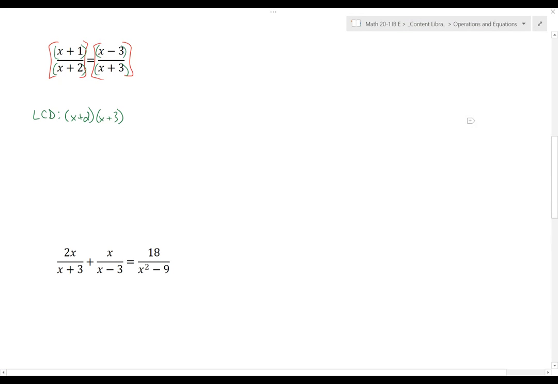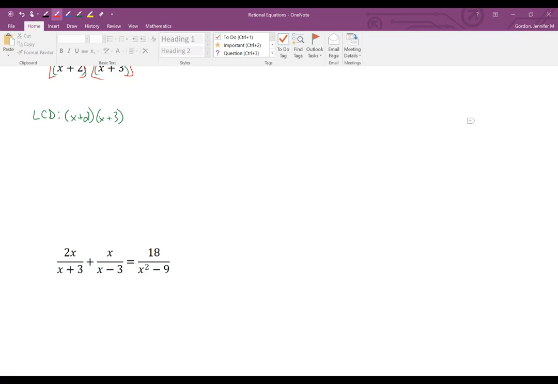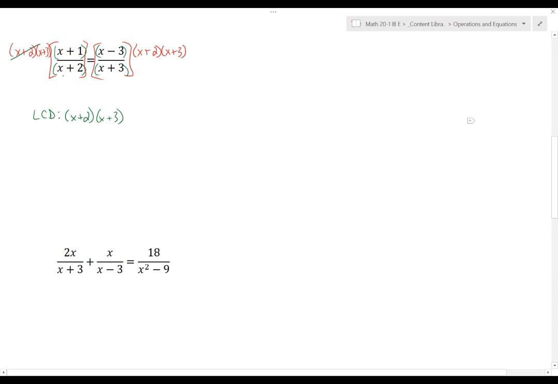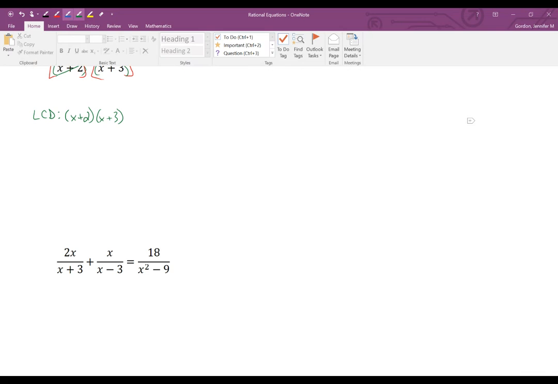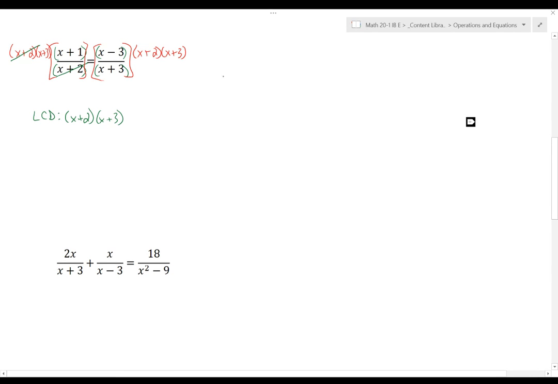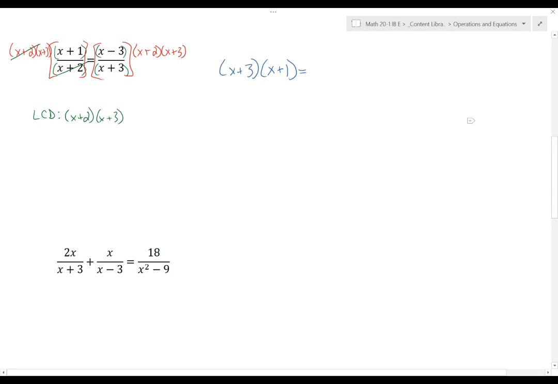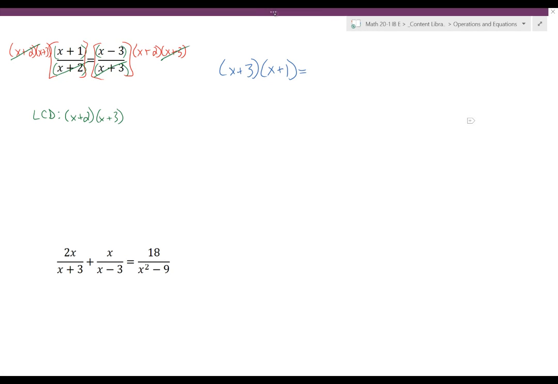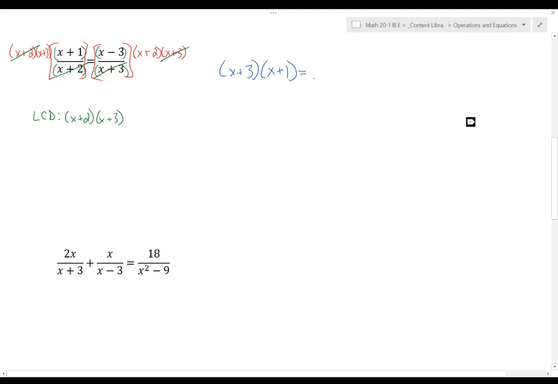So we get x plus 2 times x plus 3 on the left, and x plus 2 times x plus 3 on the right. On the left-hand side, it's the x plus 2 that is going to cancel, leaving me with x plus 3 times x plus 1. So I get x plus 3 times x plus 1 on the left-hand side. And on the right-hand side, it is the x plus 3 that is going to cancel, leaving me with x minus 3 times x plus 2.